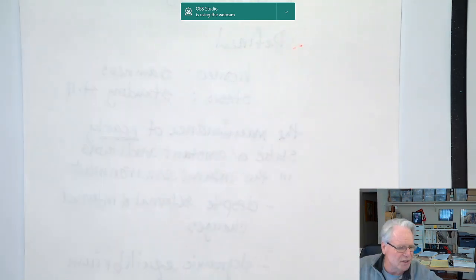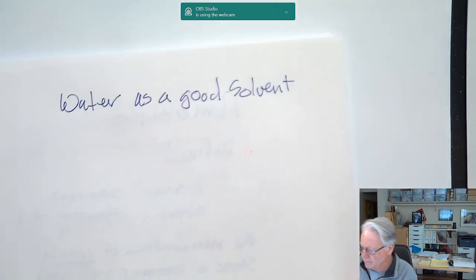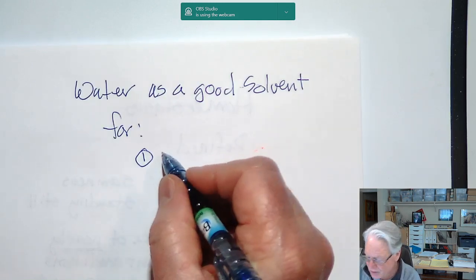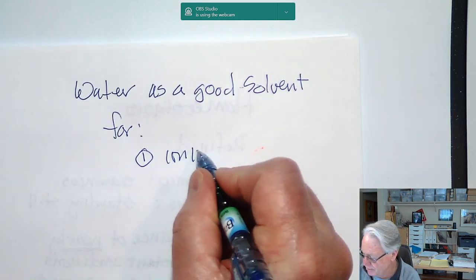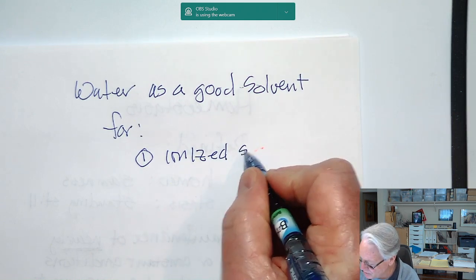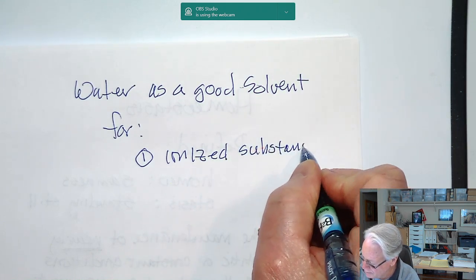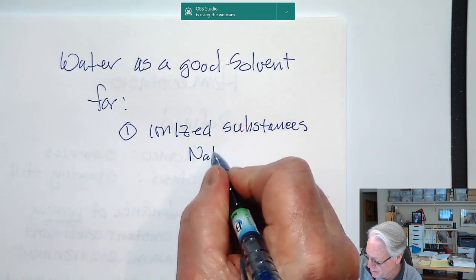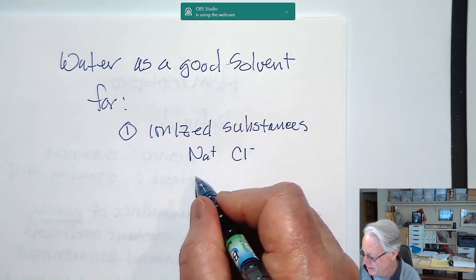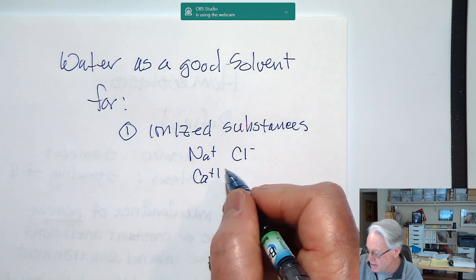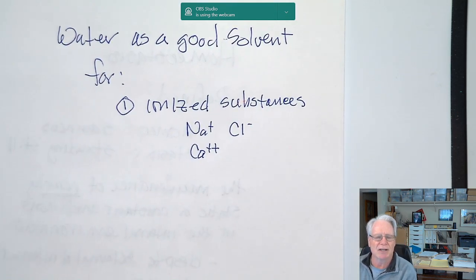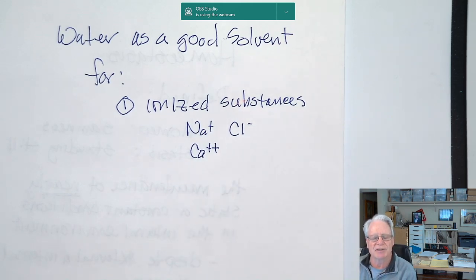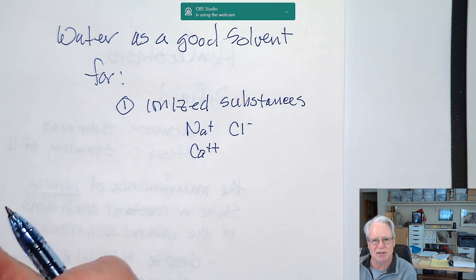So water is a good solvent for, number one, ionized substances. What do we mean by ionized substances? Well, sodium, chloride, calcium, and any number of other ionized molecules that you can think of. If they have a charge, they can be dissolved in water because of what we just explained, the nature of water having a positive and a negative side.